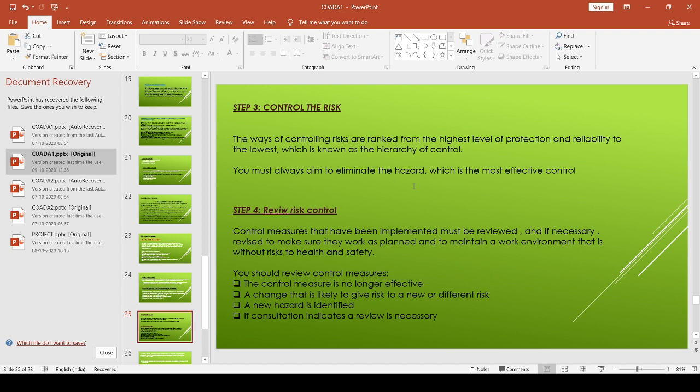Control measures that have been implemented must be reviewed and, if necessary, revised to make sure they work as planned and to maintain a work environment that is without risk to health and safety. You should review control measures if the control measure is no longer effective, a change is likely to give rise to a new or different risk, a new hazard is identified, or consultation indicates a review is necessary.